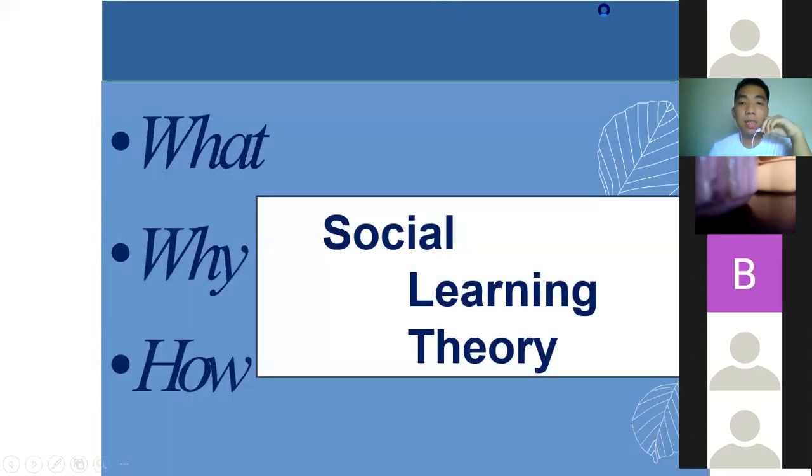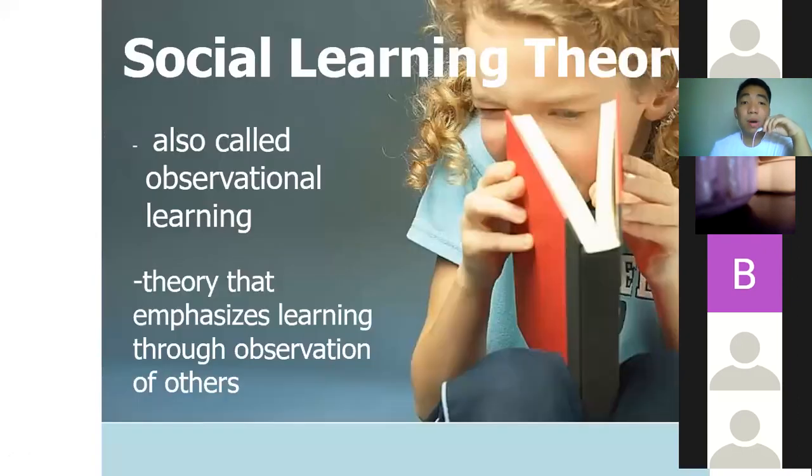What is social learning theory? Also called observational learning. Here in social learning, the key is observation. You learn by observing. This theory also emphasizes learning through observation of others. As you can see, children are good imitators.